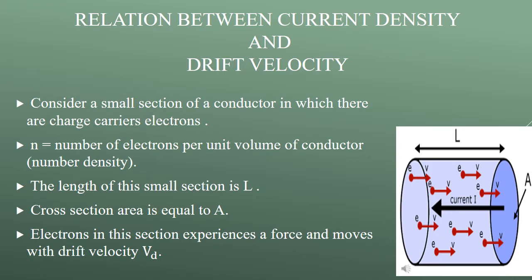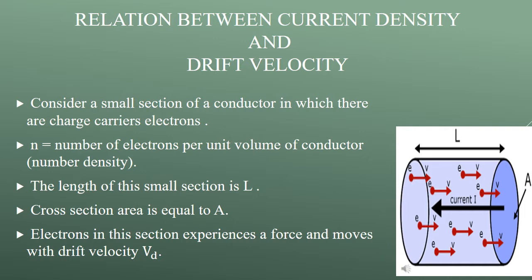Here is a situation. This is a conductor. In this conductor there are charge carriers, which are electrons. For these electrons we introduce a term, and that term will always remain with you, which is small n, the number of electrons per unit volume of the conductor. This is also known as number density. First target is how much charge is passing in how much time.